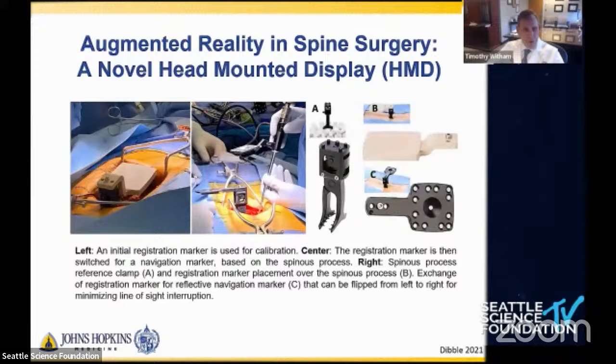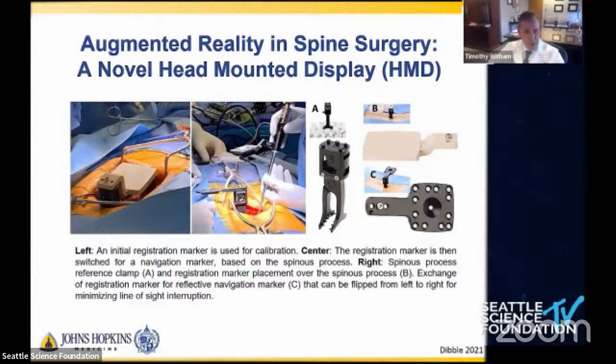For the workflow for this, it can be done percutaneously and open. I have done mostly open cases, but I've done some percutaneous cases as well. There is on the left a registration marker that is placed, and then an intraoperative CT is performed. This system will be going to a preoperative registration system where it can be registered from a preoperative CT to a couple of fluoro shots intraoperatively, but right now it does require the use of an intraoperative CT.